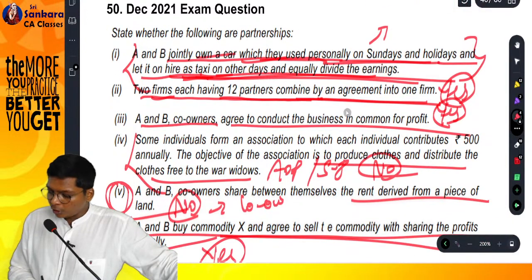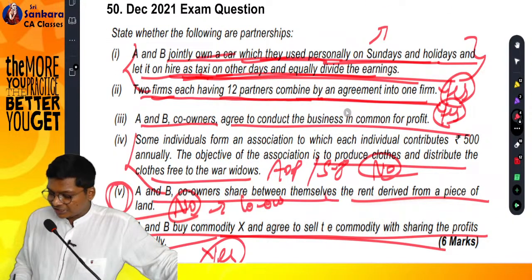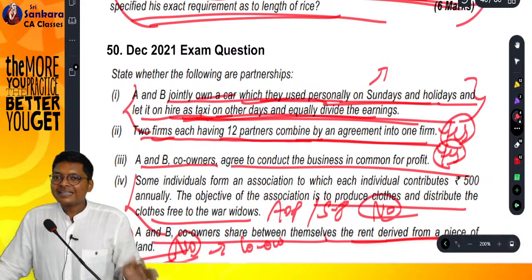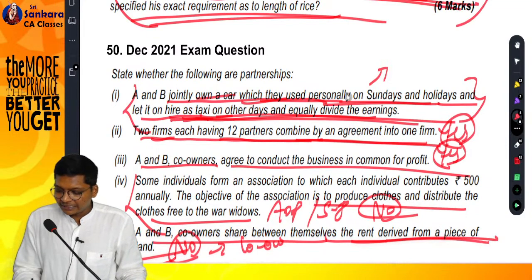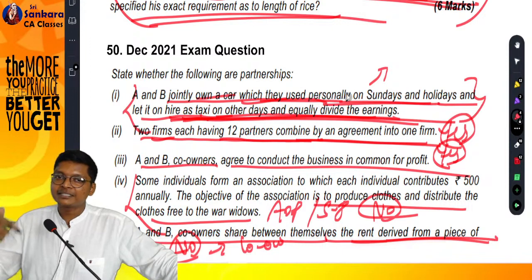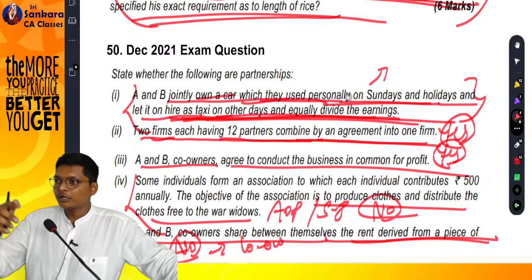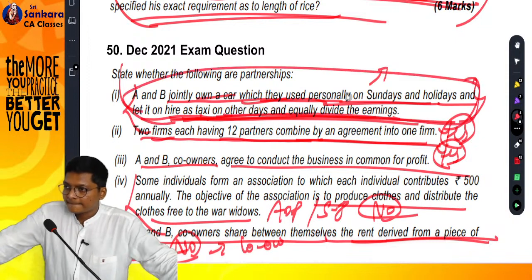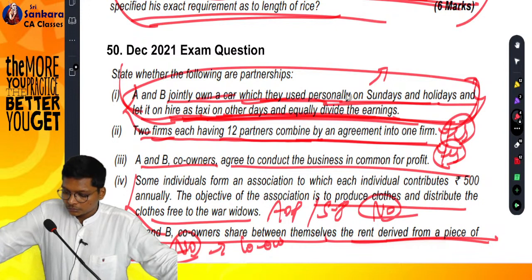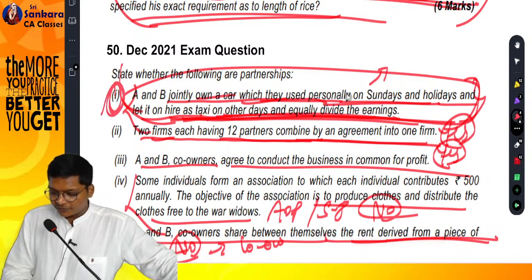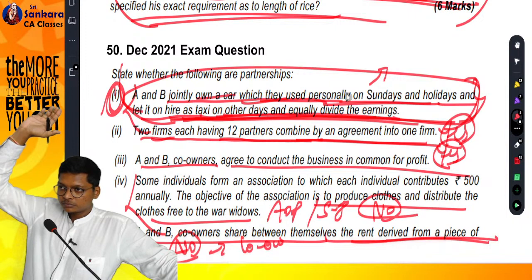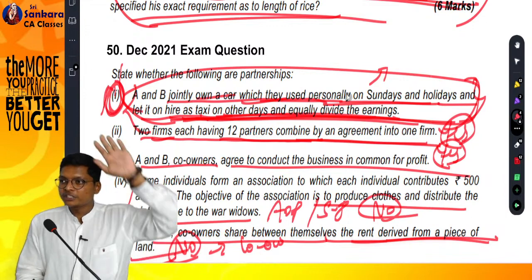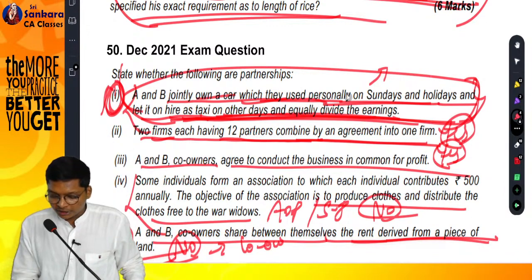In point 5 also, both are co-owners. They are sharing between themselves rent derived from a piece of land. It's straight away income. Is there any expense? No. But here in hire, you have expense. It becomes a business. Car petrol, you're giving on rent, car service, all of that. Correct? So is this co-ownership or partnership? How many of you say partnership? First one, 51. Partnership. No one. One. How many of you say co-ownership? It looks like a co-ownership.